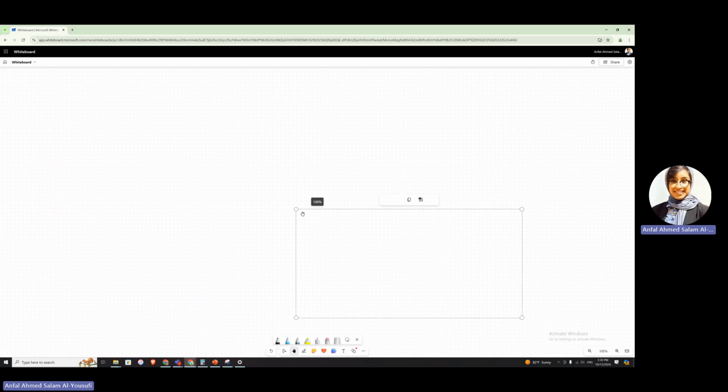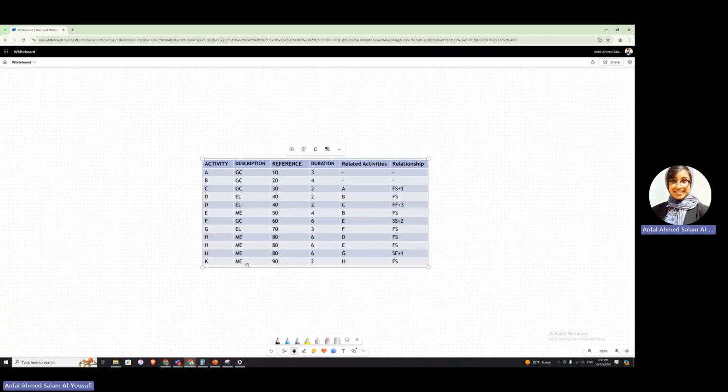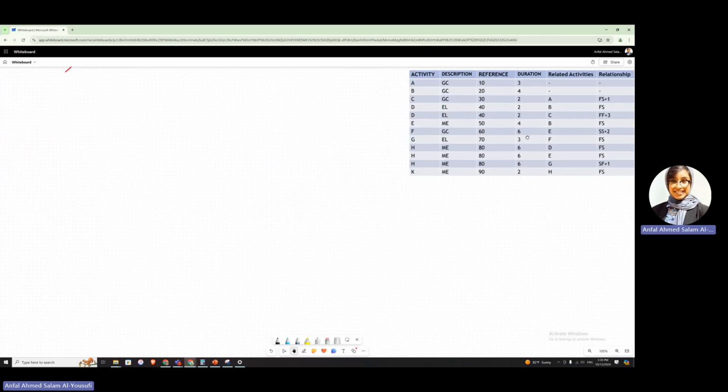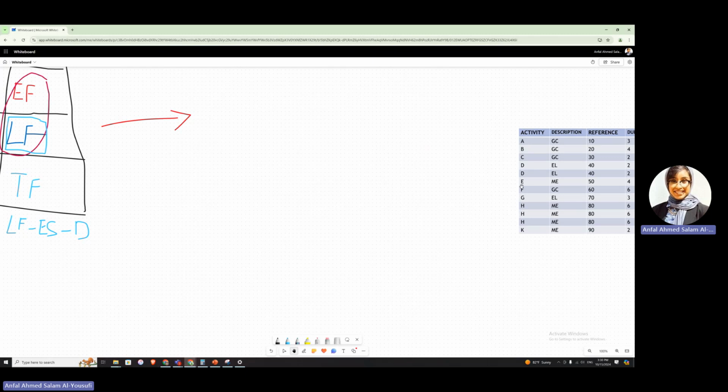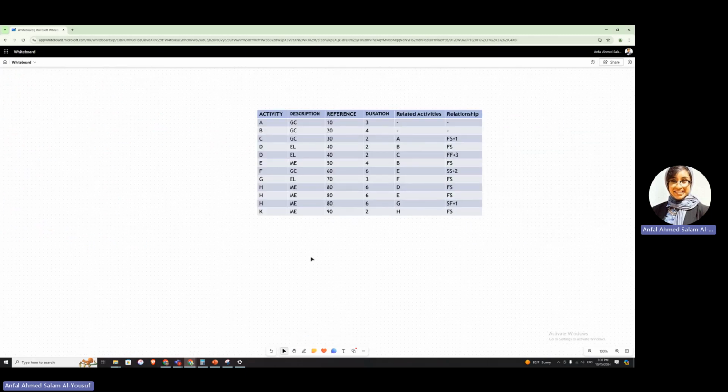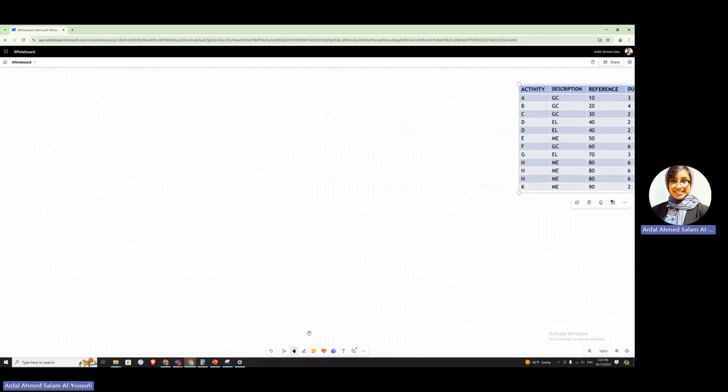Let's do an exercise together. In here we have the following table. We have activities, description, references, duration, related activities, and finally relationships. Okay, so let us try doing it together. I'm going to put it at the very top in here. We're going to move it to that side. Let me just move it somewhere close here.